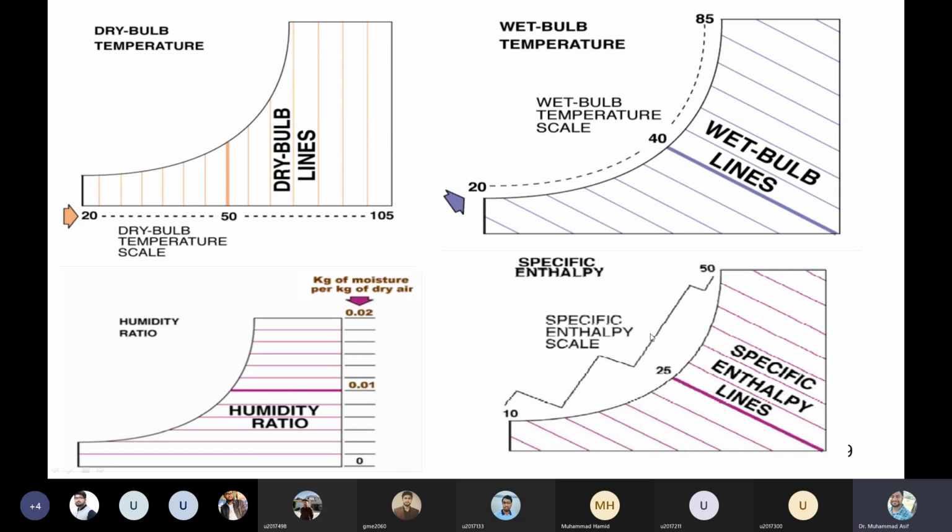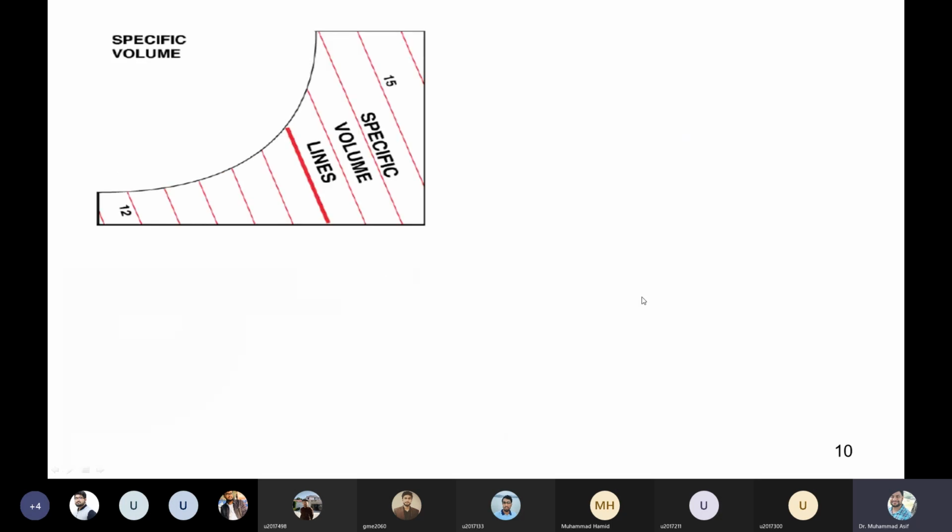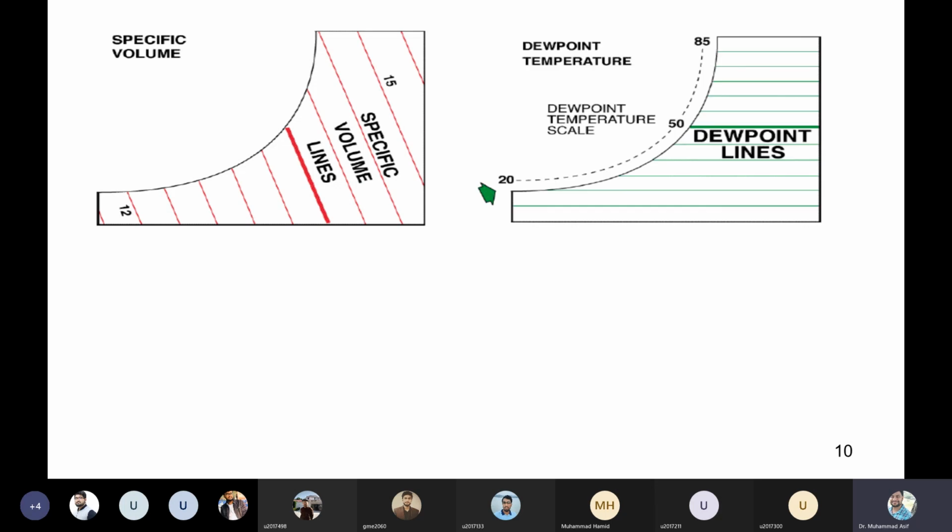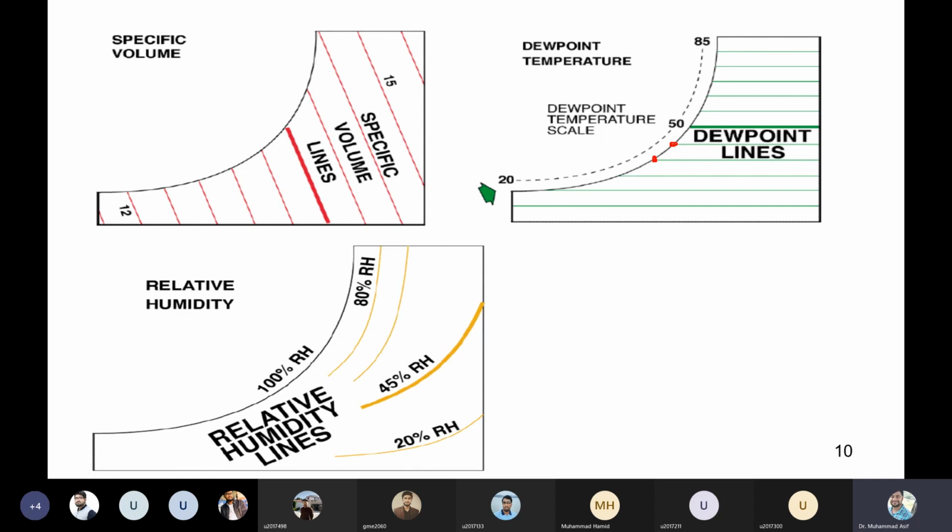And then we have the specific enthalpy, which is the enthalpy of the moist air in kilojoules per kg of the dry air. Then we have the specific volume, which is the specific volume of the moist air per kg of the dry air. And then we have the dew point temperature, the horizontal line that cuts the 100% saturation, 100% phi value. That's called the dew point temperature. And lastly, the 7th property is the relative humidity. This is the 100% relative humidity curve, and then it slightly decreases as we move in this direction.